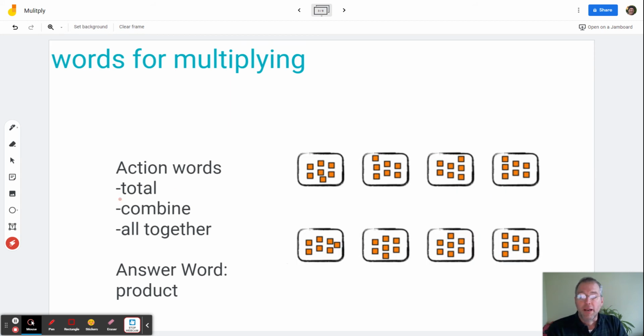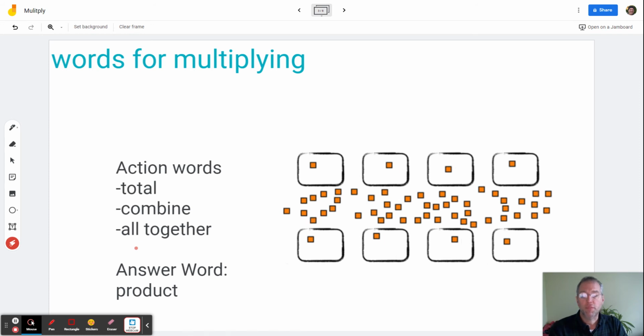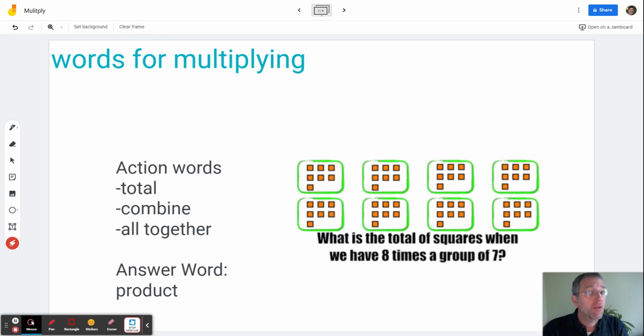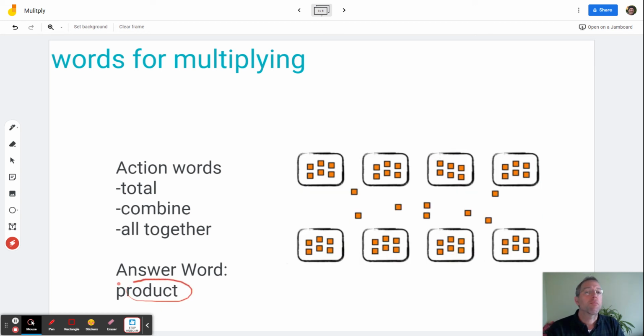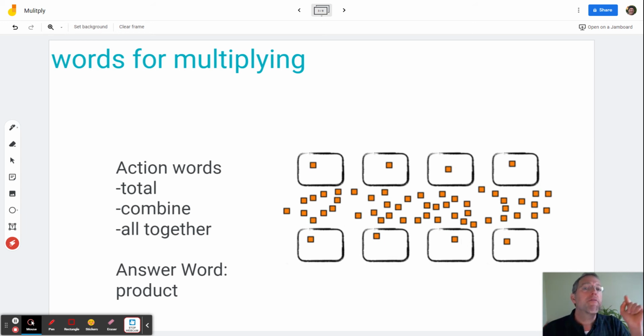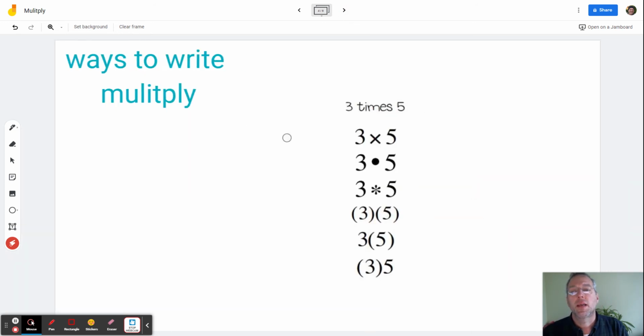Some words for multiplying. Same words as for adding. If they ask me to find a total, to total something or combine things or put things together, it could be that multiplying is the action I want to use if I'm putting together groups of things that are the same. The answer we call the product. So if I multiply 2 numbers together, so 7 times 8, 56 is the answer. I call 56 the product of 7 and 8. So that's the answer word.